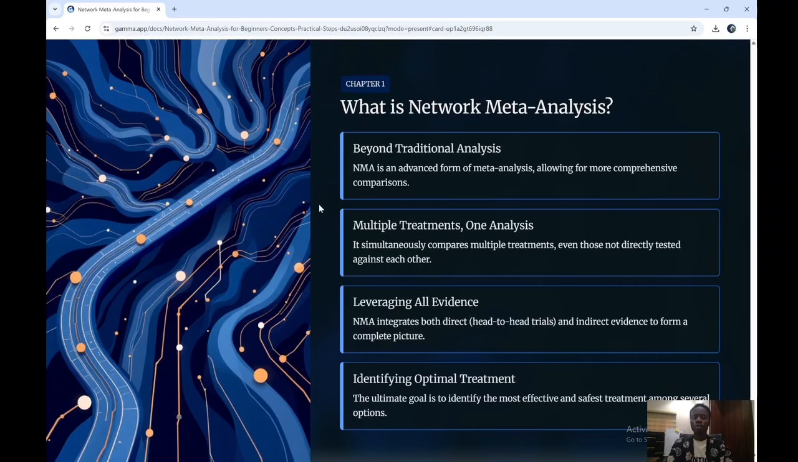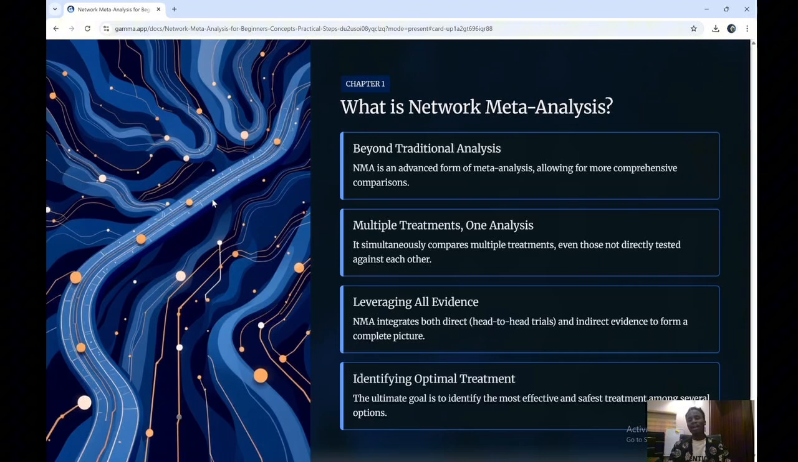Whenever we're performing a meta-analysis, we have one research question, and then we want to compare several interventions. So it leverages all the evidence. In network meta-analysis, it integrates both direct and indirect evidence, just like I explained, to form a complete picture. Think about it as wanting to compare a certain group of drugs for a particular condition and wanting to know which of them is most efficacious amongst all of them.